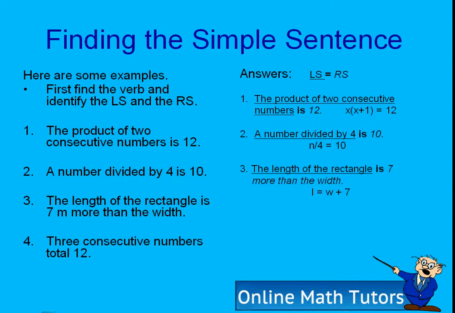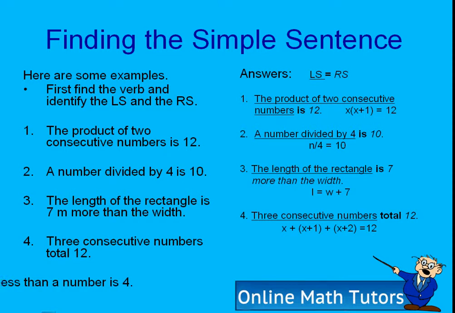Example 4. 3 consecutive numbers total 12. In this case, we don't have the word "is," but we have the word "total." Total is our verb. So the equal sign will come at the word total. Everything in front says the 3 consecutive numbers, and they total, so that means to add. We add up the three consecutive numbers, x, x plus 1, and x plus 2, equals 12.